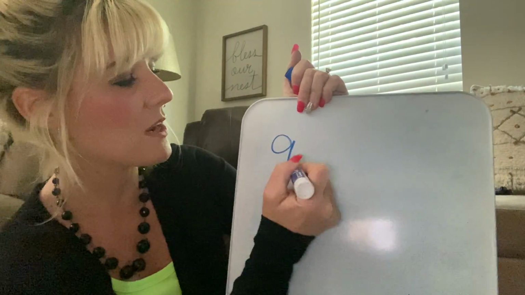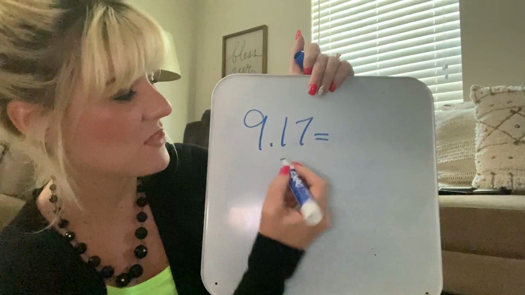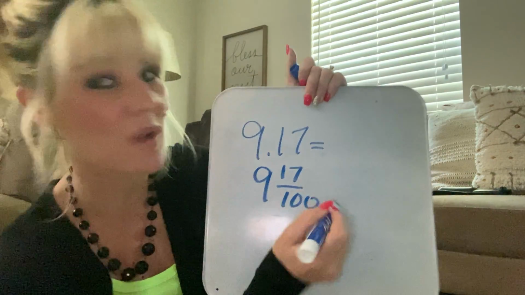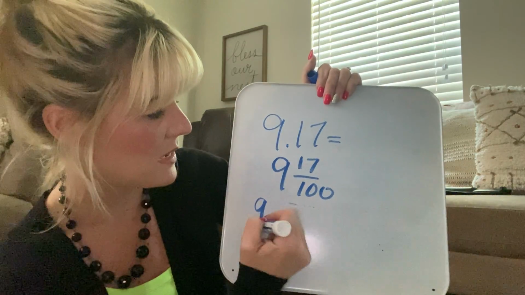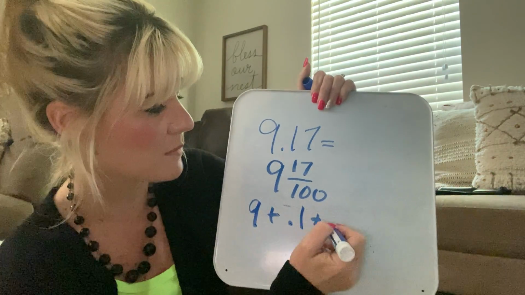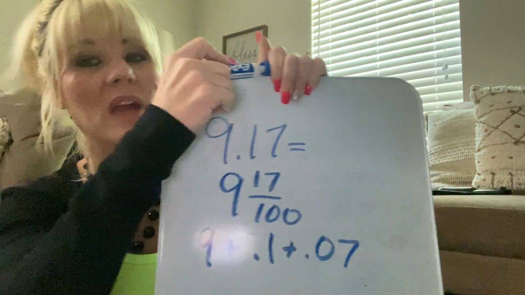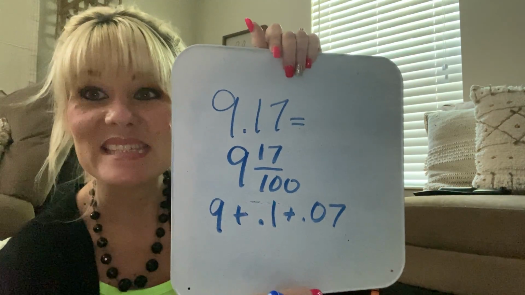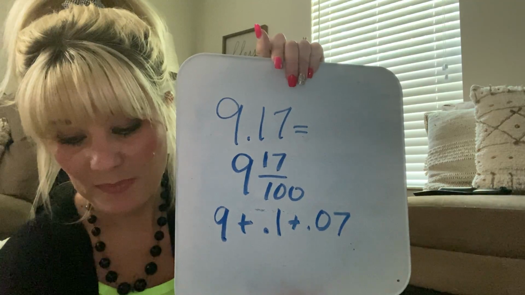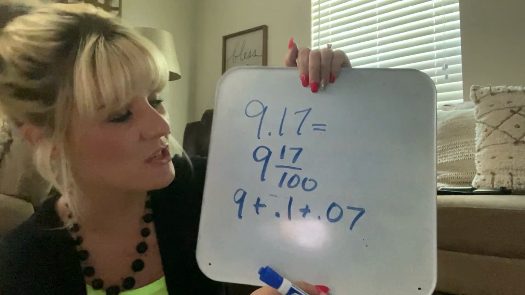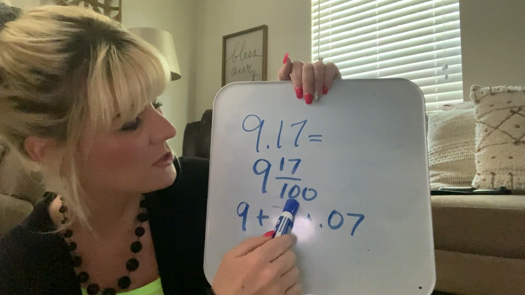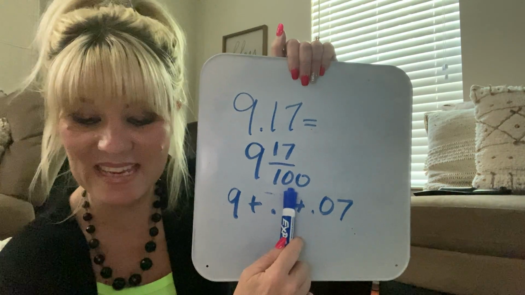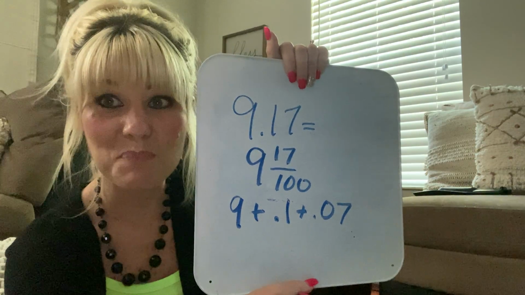Okay, number two, it says, which of the following is not a way to write 9.17? Well, we know 9.17 stands for the same thing as 9 and 17 hundredths. If I was to expand that, it would be 9 plus 0.1 plus 0.07. So let's figure out which one that is on the study guide. A cannot be it because it says 9.0.01, and that's not right. B, 9 and 17 hundredths. Is that what we just wrote? Yes, it is. So the answer to number two is B.